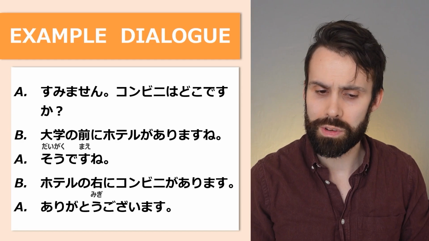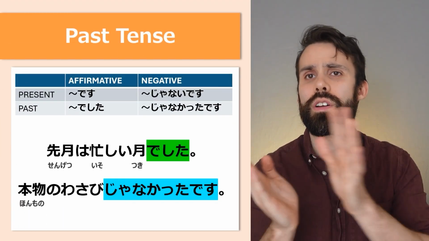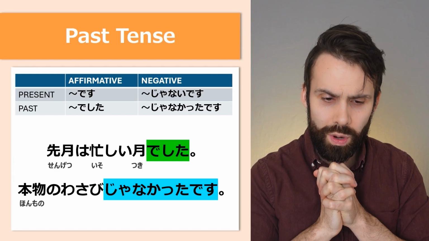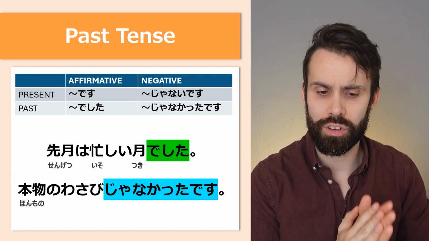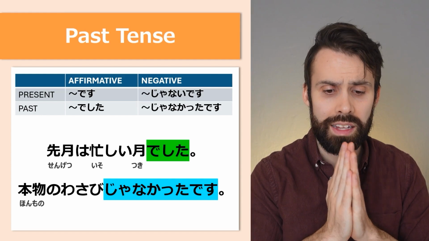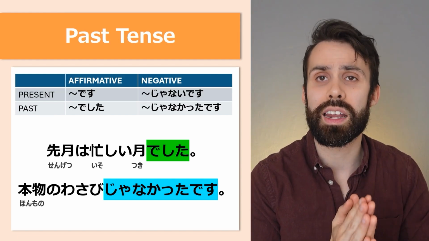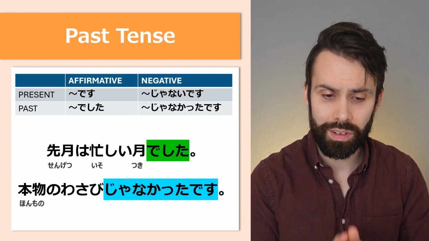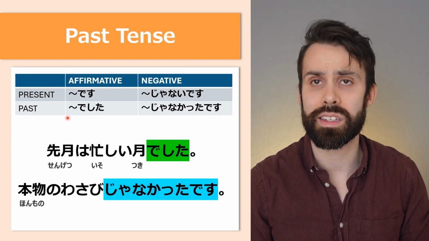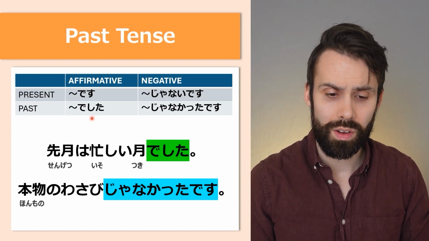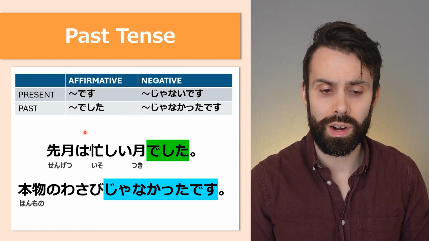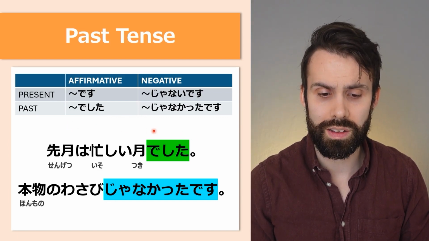Maybe some chicken. So, moving on to the past tense, it looks a little bit like this. We know the present affirmative is des for nouns, and janai des or ja arimasen in the negative. But in the past affirmative, it's deshita. So, we could say, 先月は忙しい月でした. So last month was a busy month.